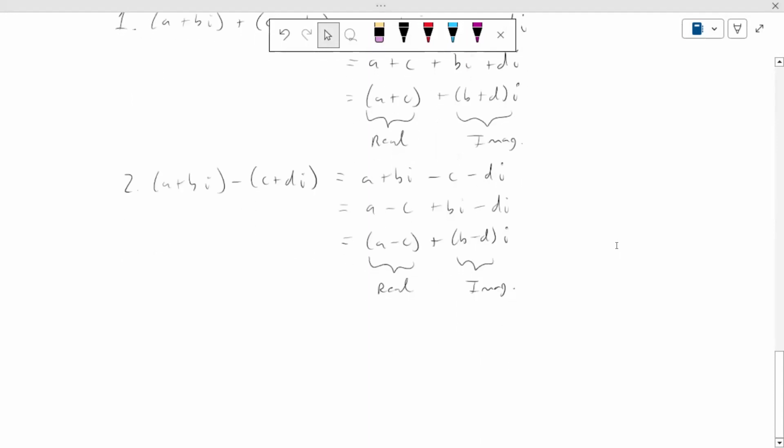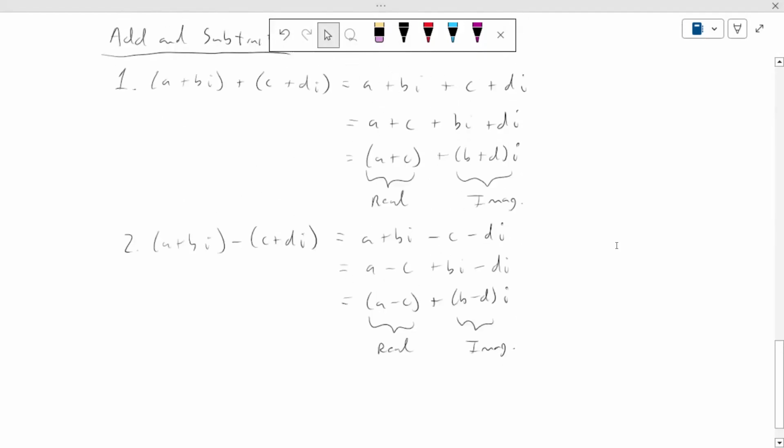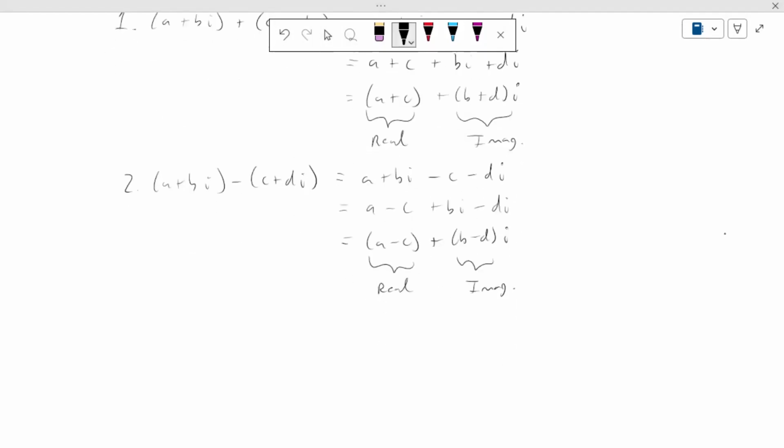Okay. I'll try to keep this up here. Now let's do some examples. Perform the indicated operations. So for part A, let's do 5 minus 11i plus 7 plus 4i.